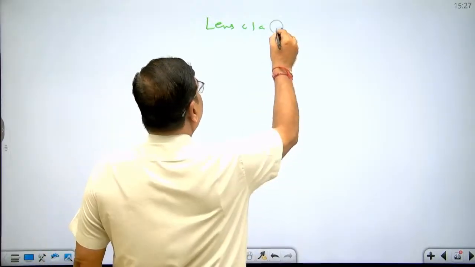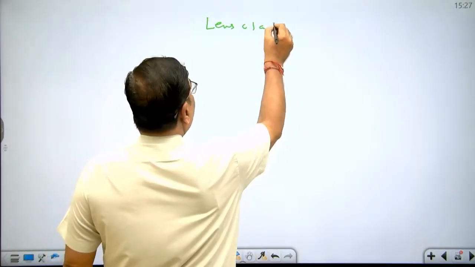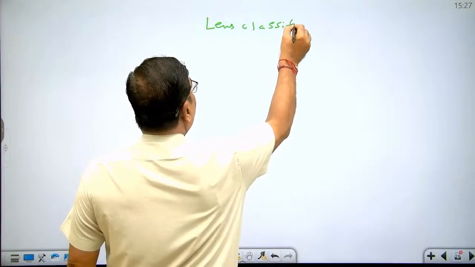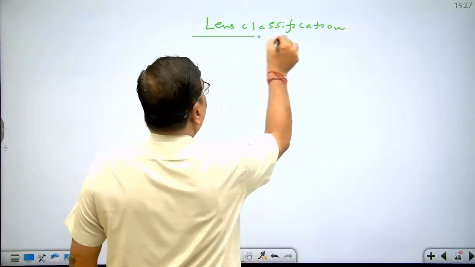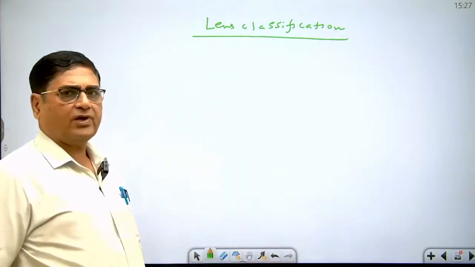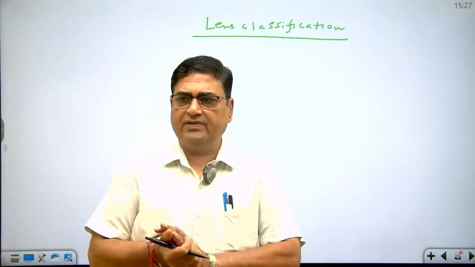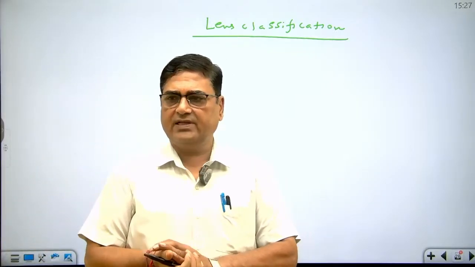Lens classification. The lens is broadly divided into convex lens, that is converging lens, and concave lens, that is diverging lens. Okay.